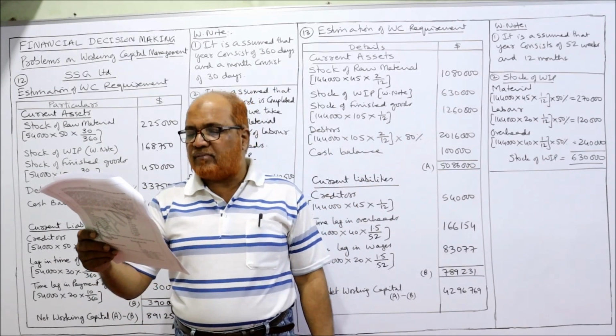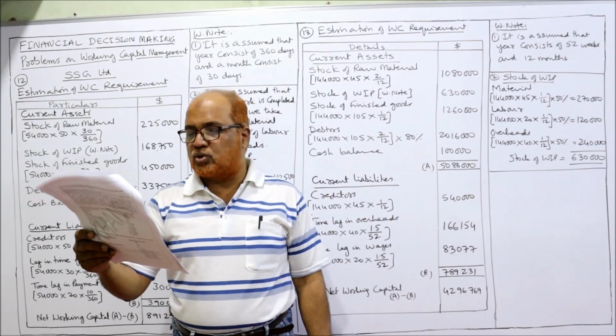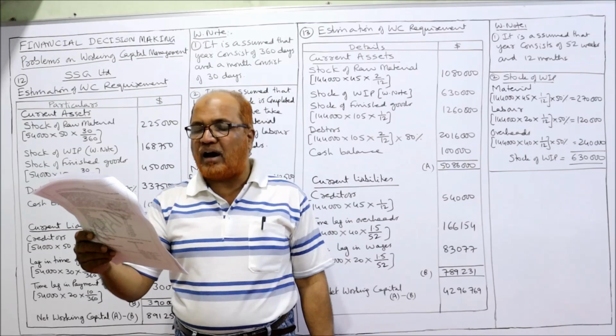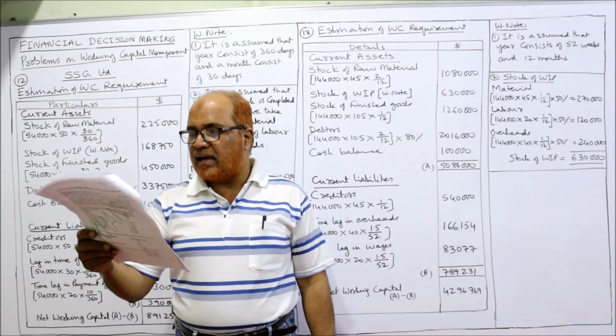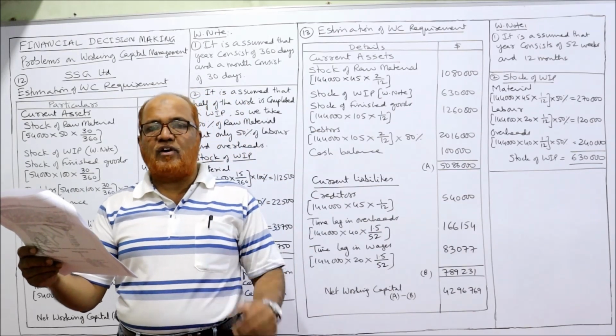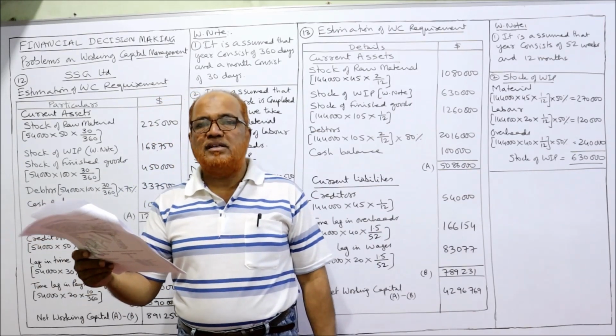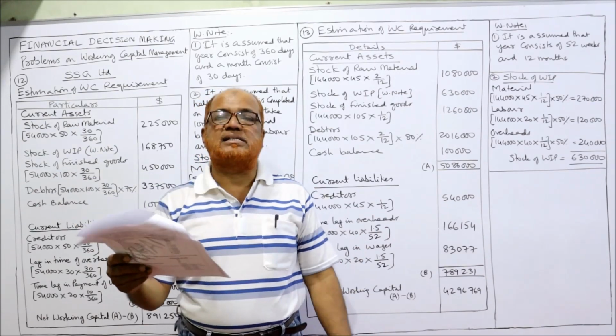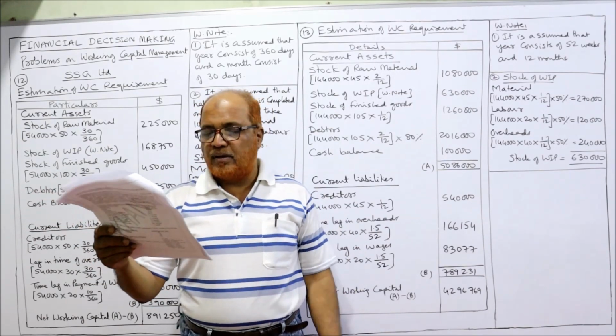Finished stock on an average is for 1 month. Stock of finished goods 1 month. Time lag in payment of wages and overheads 1.5 weeks. Time lag in receipt of proceeds from debtors. These are nothing but debtors. How much? 2 months. Credit allowed by suppliers, creditors 1 month.